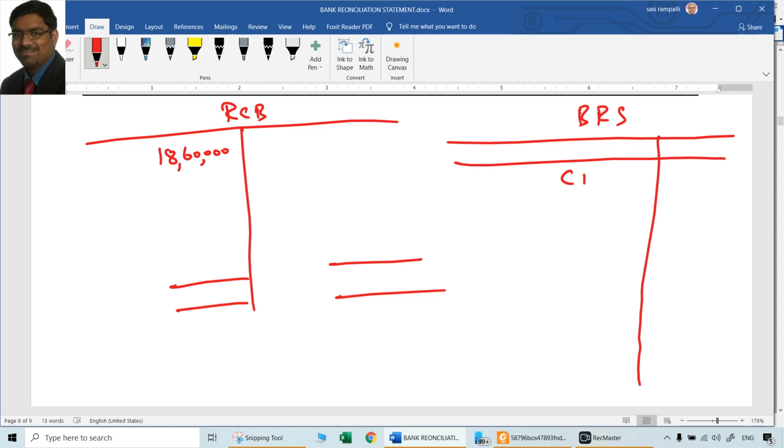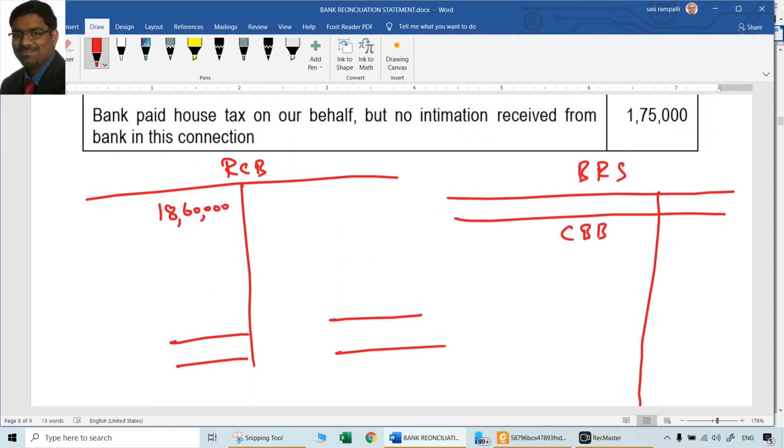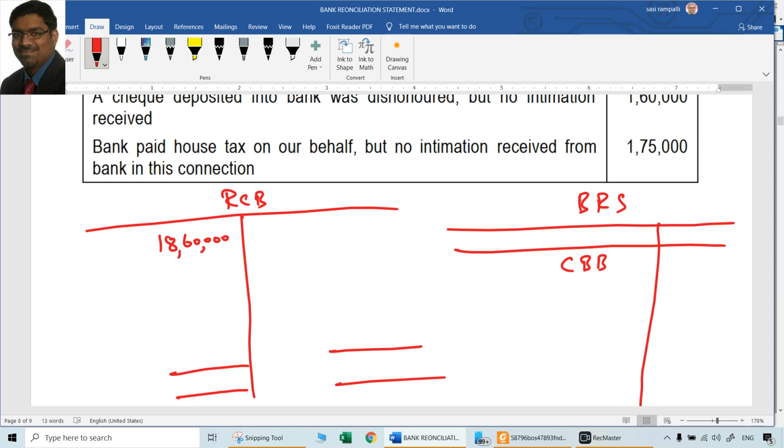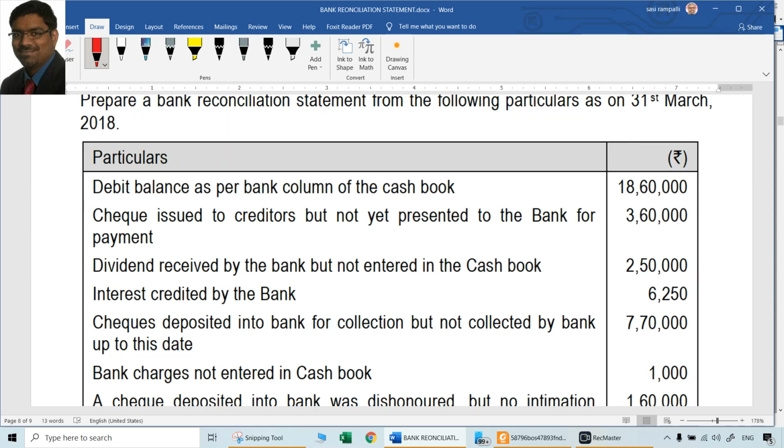Obviously, what will be the balance starting point here? Cash book balance. How much is that? We don't know. That will be the resultant of the first working. So the starting point will be cash book balance only, because that is what we are going to prepare, which is the cash book revised. So, start with this.